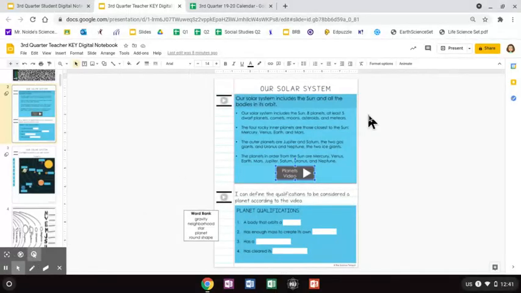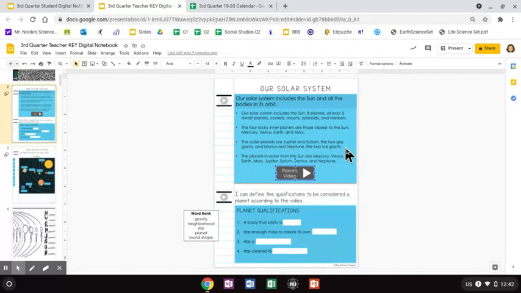Okay, so our solar system includes the sun, which is a star, 8 planets, at least 5 dwarf planets that they've found so far, comets, moons, asteroids, and meteors. The 4 rocky inner planets are those that are close to the sun. So that would be Mercury, Venus, Earth, and Mars. The first 4 planets are the inner planets. Then there's an asteroid belt, and then you have the outer planets.